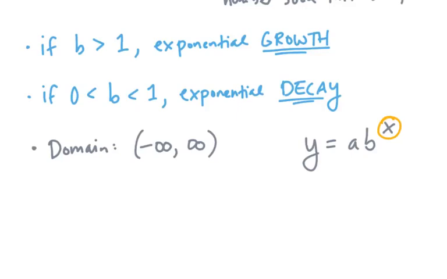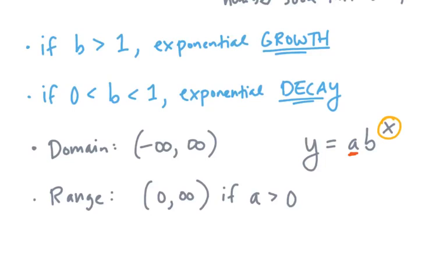Now the range is not all reals, and we can talk through why that is, but the range could be expressed as 0 to infinity if the a value is greater than 0. So if we talk about this value of a up front, this goes back to our understanding of transformation.